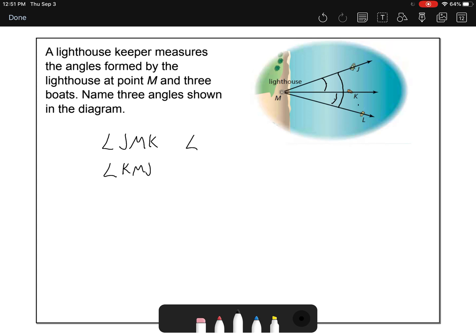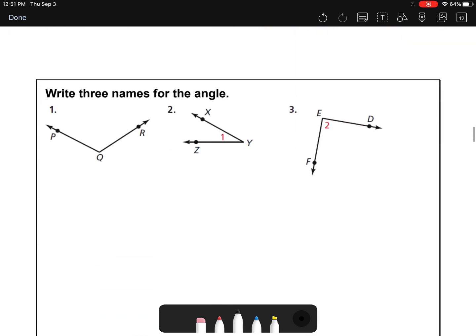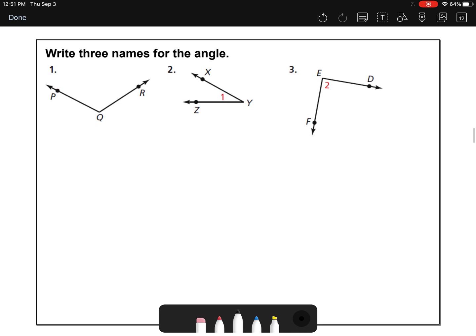That's the same angle. So what about this angle down here? Angle KML, or you could name it LMK. And then the big angle would be angle JML or angle LMJ. Three angles, two different ways to name each angle.